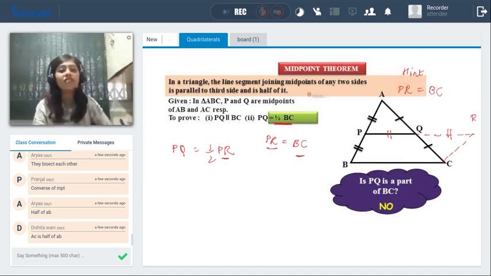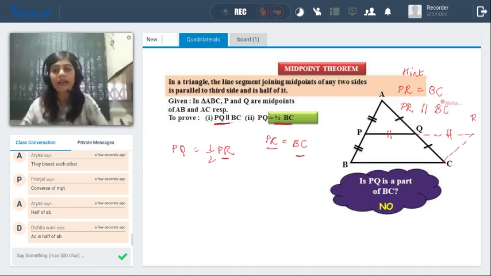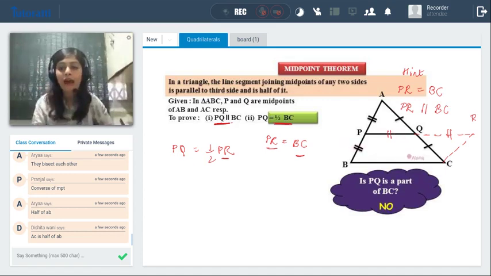Now let's move to the other part of the sum that we need to prove. We also need to prove PQ parallel to BC. Students, look at PQ and look at BC. If I want PQ parallel to BC, PQ is a part of PR. So can I say actually I need PR parallel to BC? Yes, obviously students, PQ is a part of PR. So if I want PQ parallel to BC, I actually want PR parallel to BC, right?